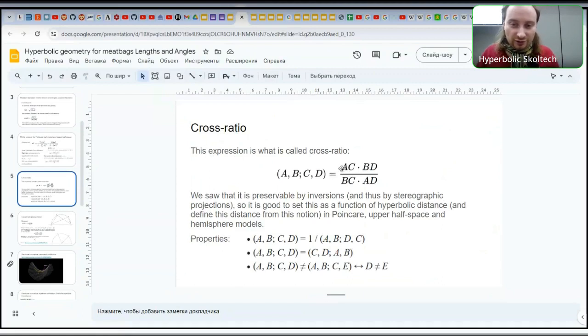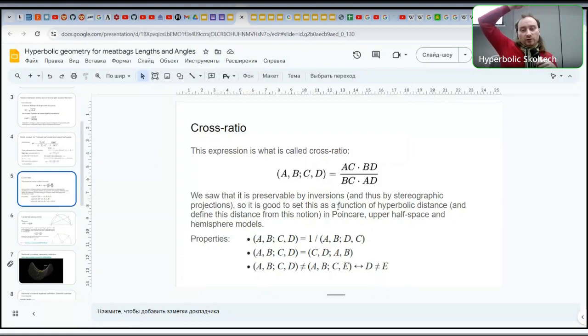Actually, there was an exercise which we skipped, that it is preserved by inversions and thus by stereographic projections. So it is good to set this as a function of hyperbolic distance and define this distance from this notion in Poincare upper half space and hemisphere models. Why? Because their motions are just compositions of inversions and Euclidean motions, right? And this relation is preserved by Euclidean motions and by inversions, as I told you. So this might be a good function for hyperbolic distance, since it doesn't depend on any motion, it doesn't change.